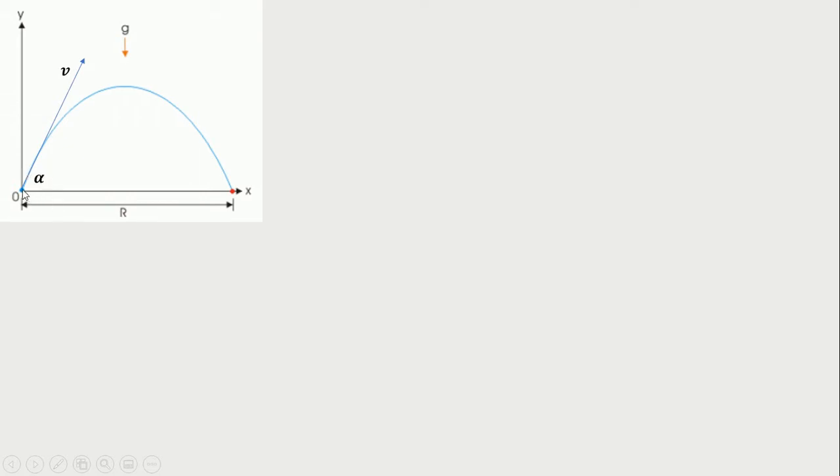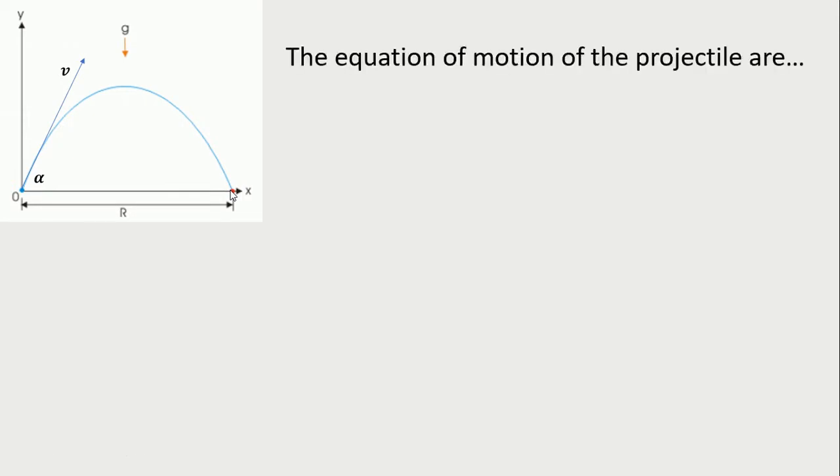It travels a maximum distance r, with g acting downward. On the path of the projectile, initially the height is increasing and then it reaches maximum height. After that it is decreasing and it comes to the rest position, that is y equal to 0. So we will discuss the equation of motion of the projectile.